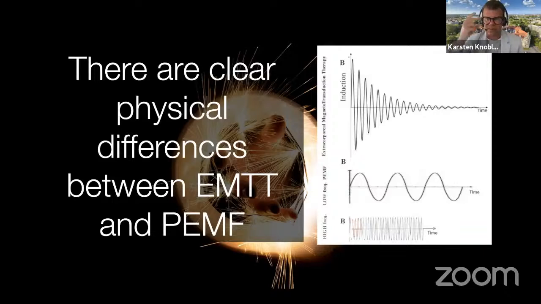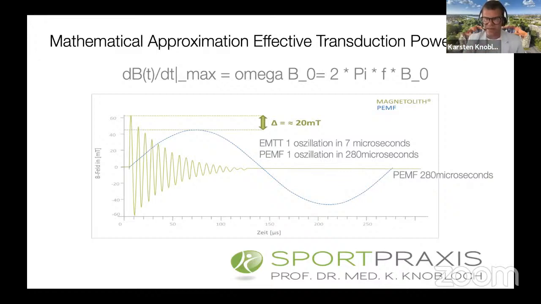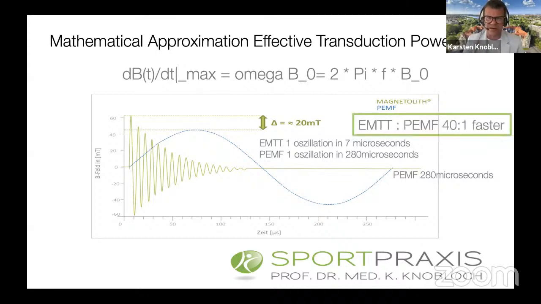And there are physical differences, somehow the same as between radial pressure waves on the one hand and focused extracorporeal shockwave devices on the other hand. It is the same with pulsed electromagnetic fields, PEMF, and novel EMTT. And you will see a contrast physically: in green, the highly oscillating EMTT impulse, and in blue, the slowly oscillating PEMF cycle, which, if you count it in seconds or microseconds, the EMTT is somewhat 40 times faster, and it is much more oscillating over time. So there are some differences.